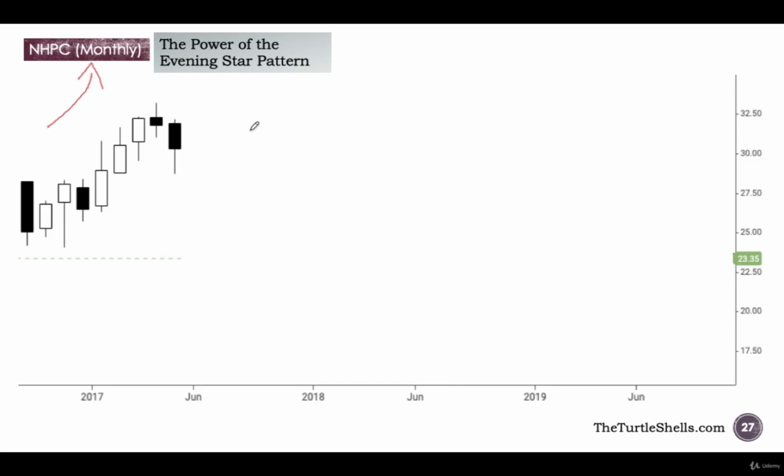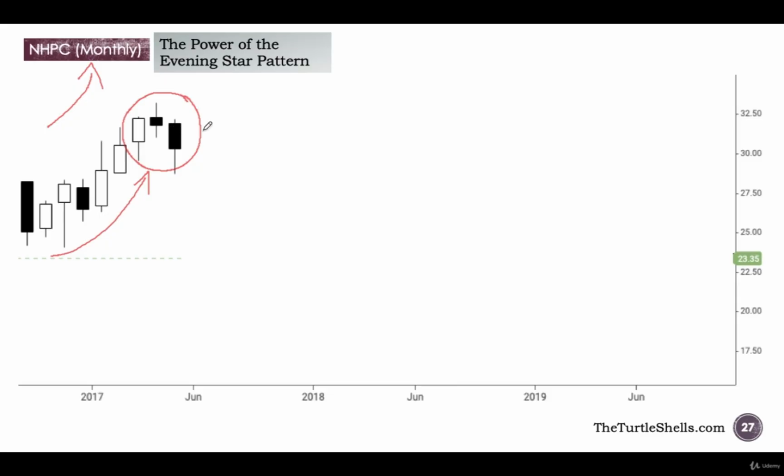So this is a monthly chart of NHPC. A nice uptrend you see here. Although on this chart the trend looks small, when you look at the time frame, we are talking about almost 8 to 9 months. So these three candles might look small to you. You might say, Rohit, these are not tall candles. However, when you look at the monthly time frame, that's an important pattern to look into.